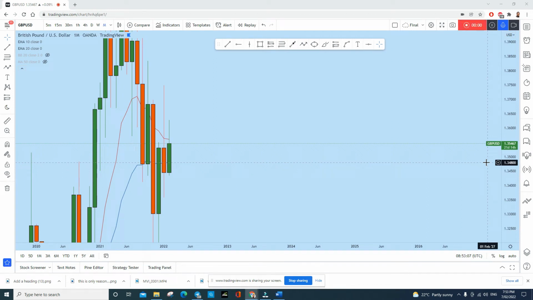What's up, traders? So let's do a full multi-time frame analysis of British pound US dollar. Let's find out what kind of trading opportunity we have in this instrument.